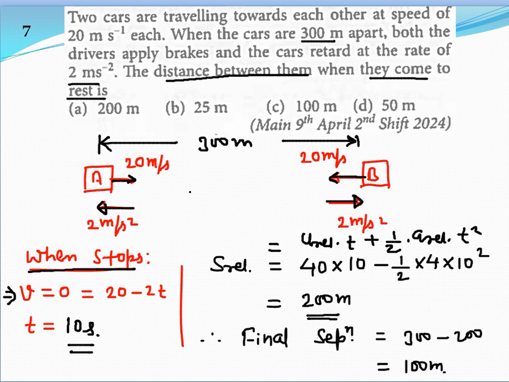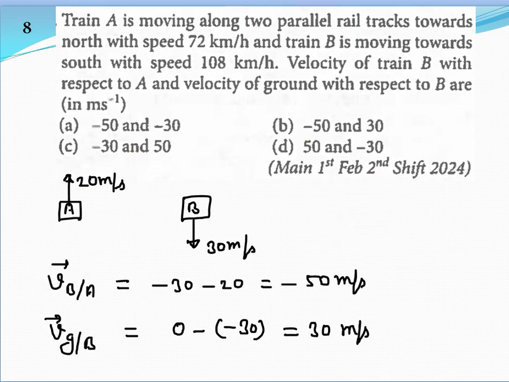So they have together traveled a distance of 200 meters. So finally they are having a separation of what? 300 minus 200. Answer is 100 meter. Now let us come to question number 8.